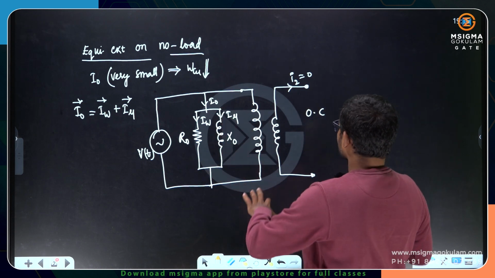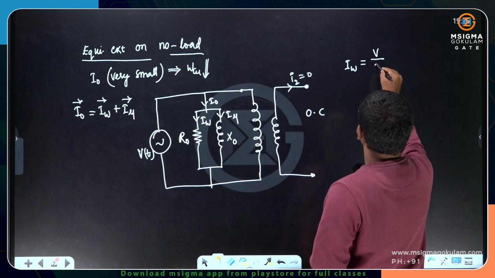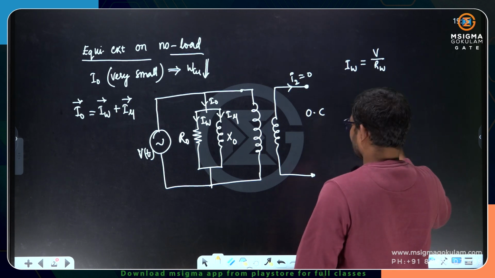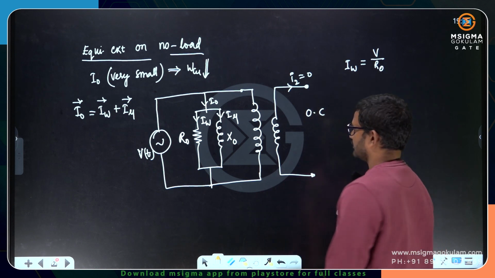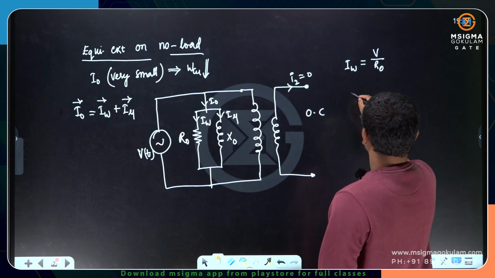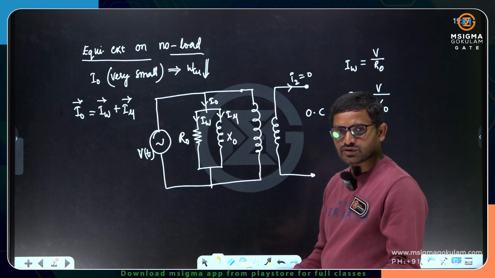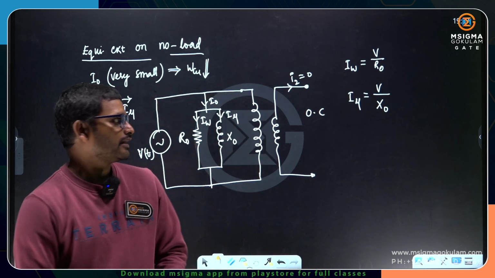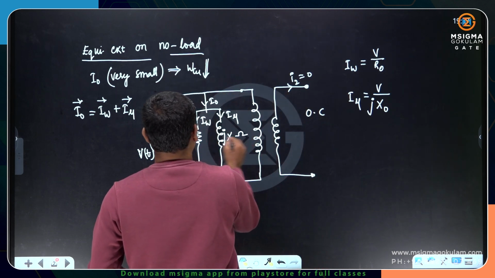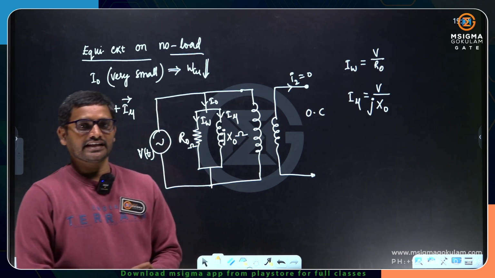From the equivalent circuit, I can write the working component of current as simply V divided by R naught. R naught is the core loss component, that represents the core loss, the iron loss. And the magnetizing component of current can be taken as V divided by X naught, according to Ohm's law, I equals V by R. If you want to write jX naught, you can write jX naught also, no issues. jX naught ohms and R naught ohms. So this is the equivalent circuit of a transformer under no load condition.